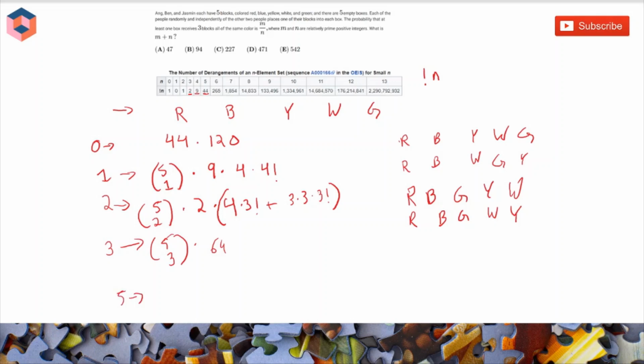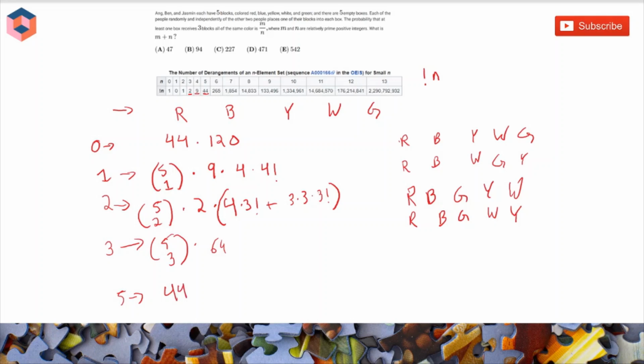Now here, basically, if Ing and Ben are both on the same colors, then basically Jasmine can't have any of them in that original spot, which is just the derangement of 5, or 44. And now we proceed to add up all of these.